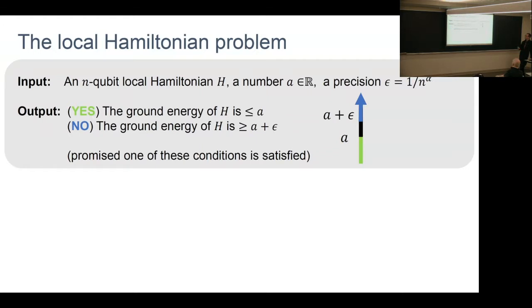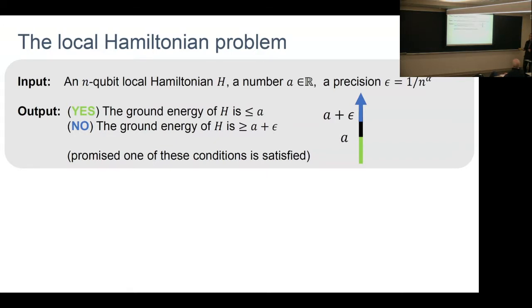So just to be a little bit more precise, we have a system of n qubits, and we're given a real number a, and also a precision parameter epsilon, so we have 2 thresholds, a and a plus epsilon. We want to know, is the ground energy below a or above a plus epsilon, so in this green region or in the blue region, and we're promised that it's definitely not in this black region. Given a Hamiltonian, the ground energy is either down here or up here, and we want to know which one is the case.